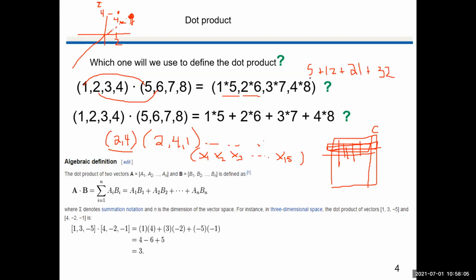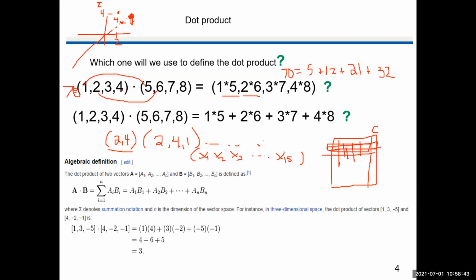Very easy thing to do. You just multiply each by each and then sum up what you get. So what do I get, by the way? 5 plus 12 is 17, 38, 70. I think I get 70. Okay, so this thing, this is called the dot product. And so the result of doing this would be equal to 70.